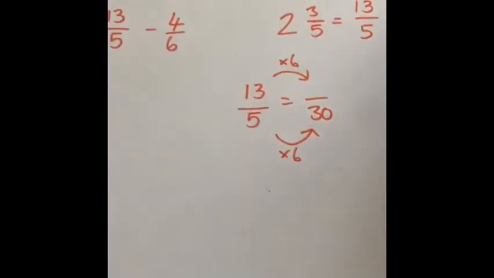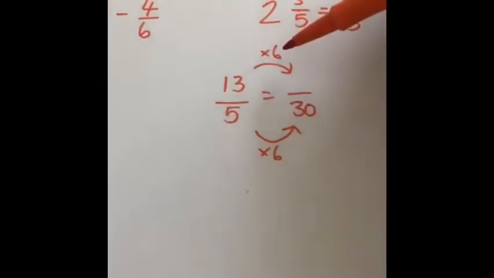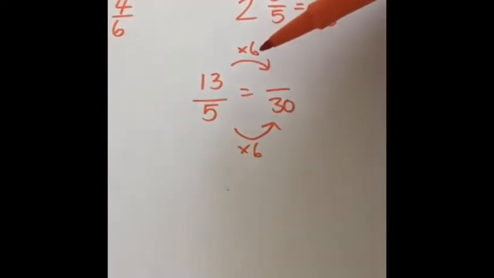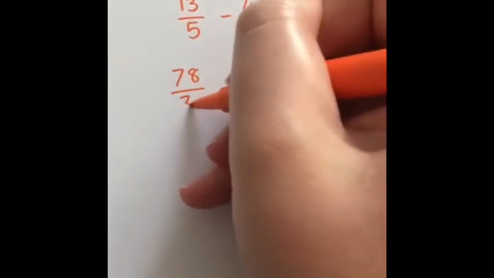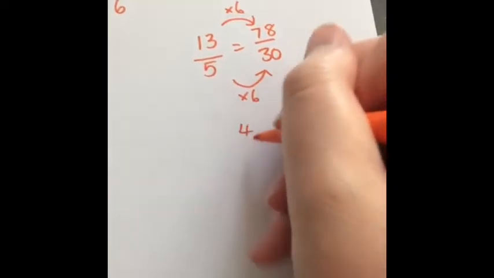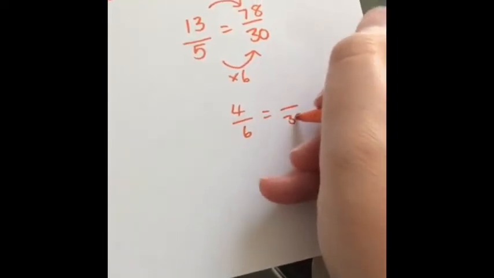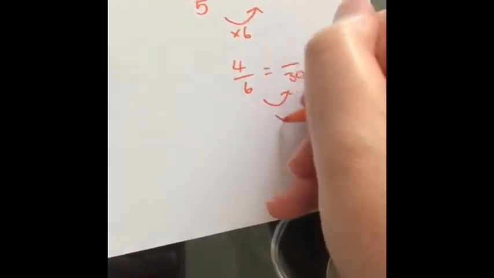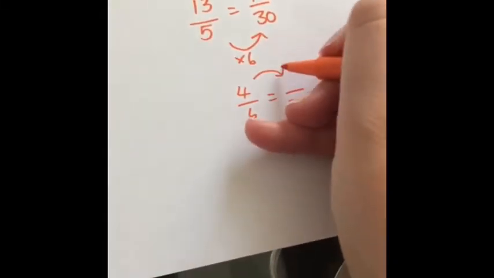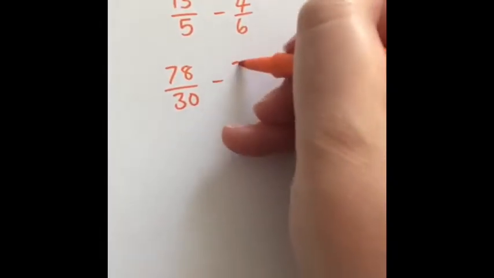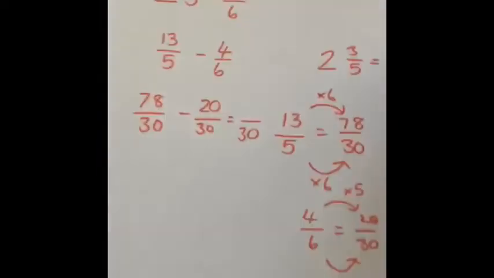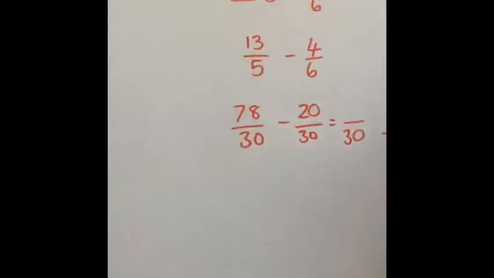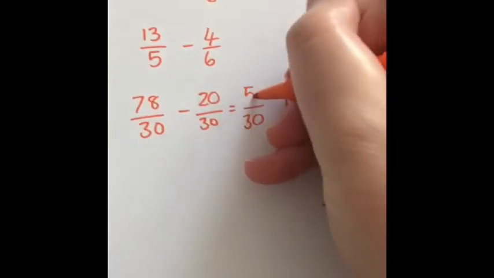Now, some people at this point might be like, oh, I don't know that. Well, if you know what 12 times 6 is, which is 72, we're just adding another 6. So we've got 78 over 30. Now I need to change my 4/6 into 30ths. So what have I done to my 6 to get to 30? I've times it by 5. So I need to multiply my 4 also by 5 to get 20. So I've got 20 over 30. Again, my denominator stays at 30 when we're subtracting fractions. And then we do 78 take away 20. I only need to focus on my tens column, so I've got myself 58.